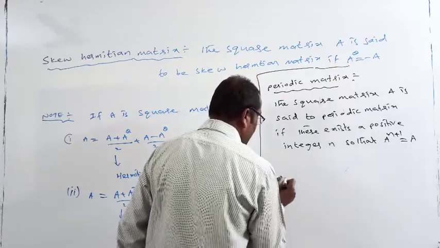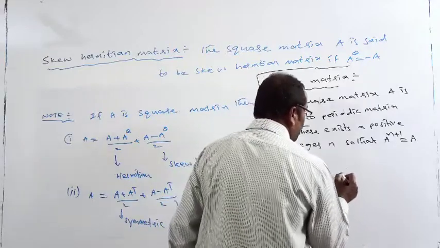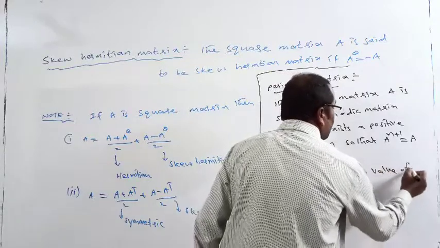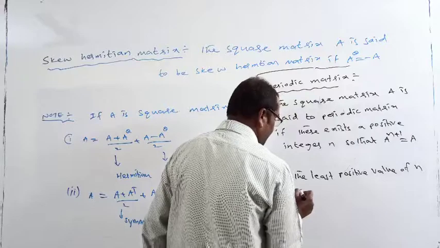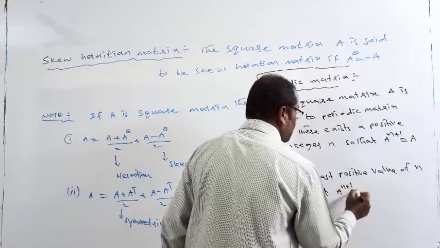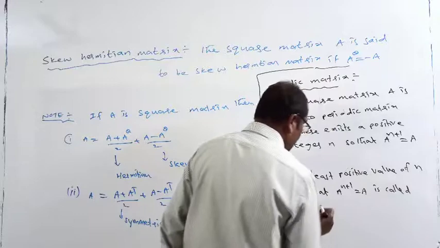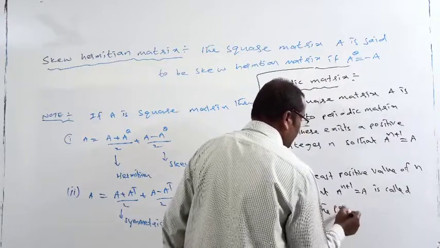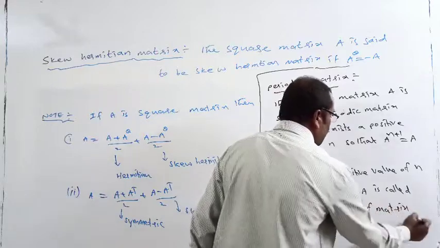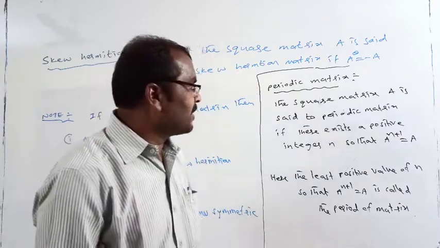Here, the least positive value of n so that A power n plus 1 equal to A is called the period of the matrix. The period of the matrix.